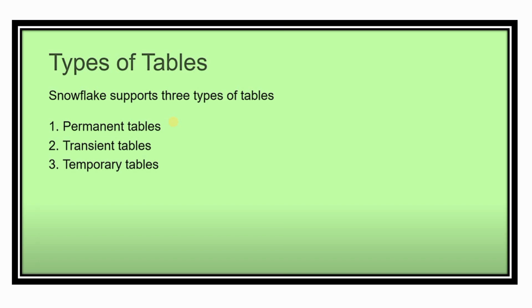Okay, and talking about the transient table, the transient table is the same as the permanent table, but the transient table has only a 1 day retention period. Okay, and it will also cost less in comparison with the permanent table. So the transient table has just a 1 day retention period, 24 hours, and it does not have any fail-safe period. Okay, it has a zero fail-safe period.